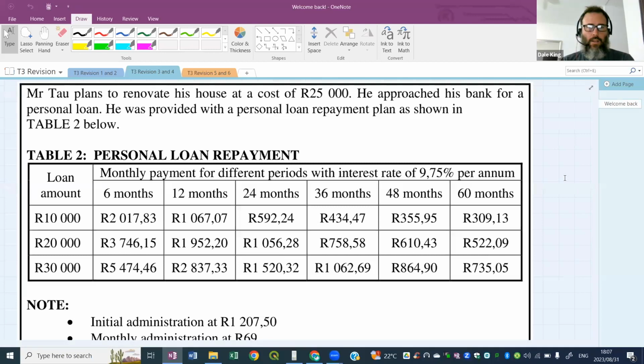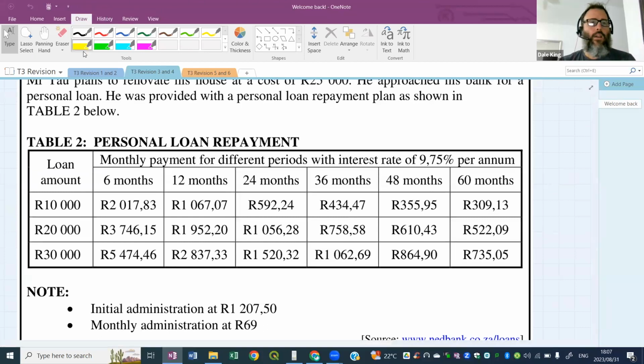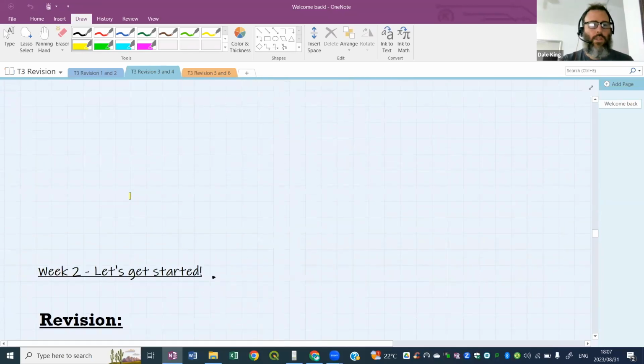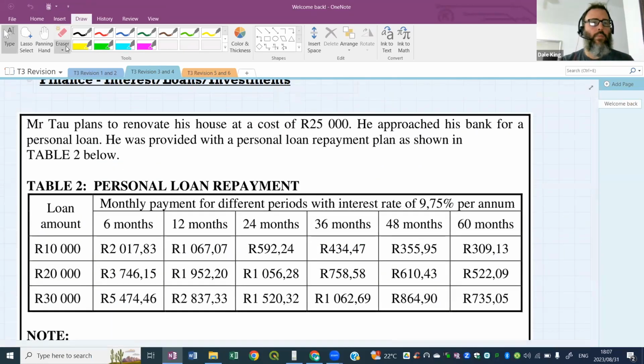There's a whole lot of numbers in this table. And if we read through here, we can see that on the top, it says monthly repayment for different periods with an interest rate of 9.75%. Okay. So in the top here, we have the time periods. We've got 6, 12, 24 months, etc. And then at the left-hand side, in the left-hand column, we've got the loan amounts. So these are different loan options over here. All right. So the bank provides you with all these options, and you get to choose which one you like.